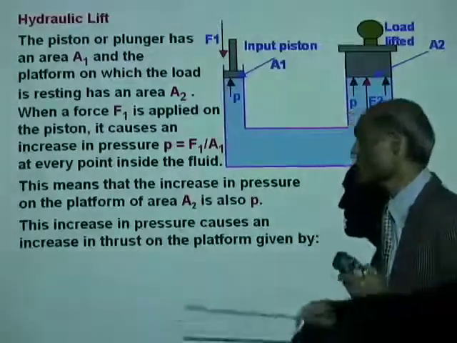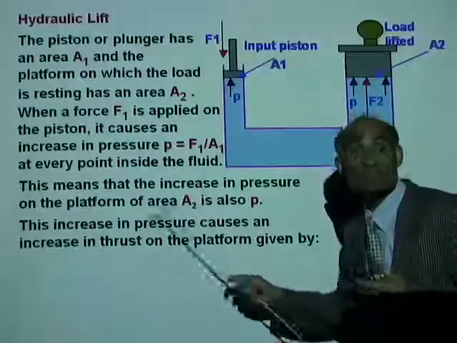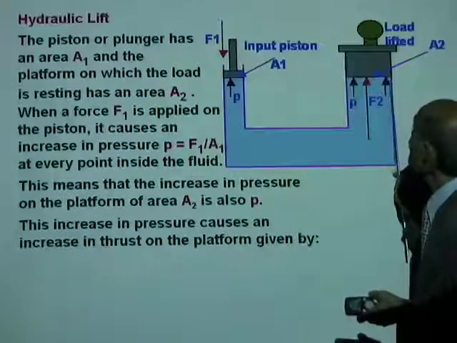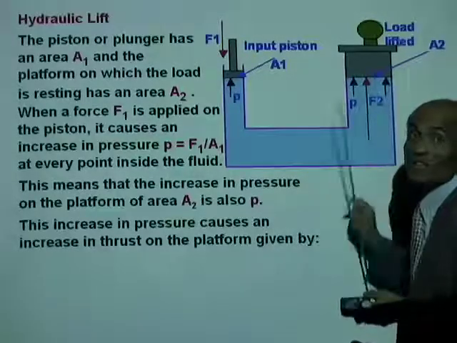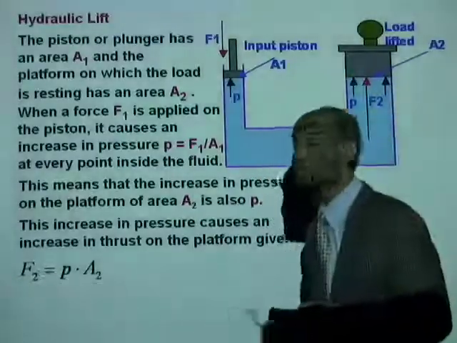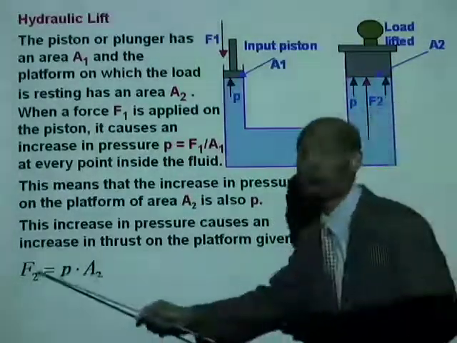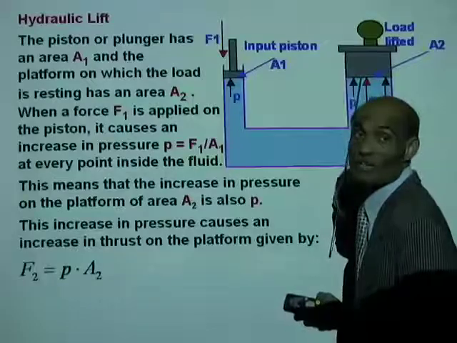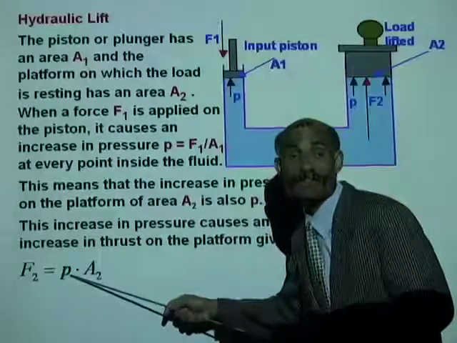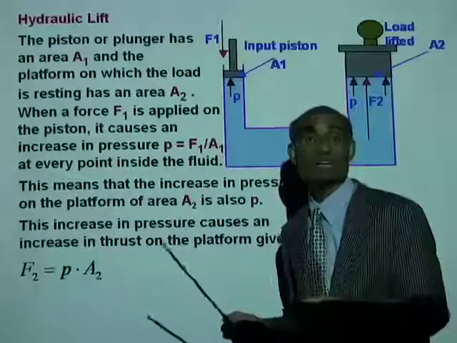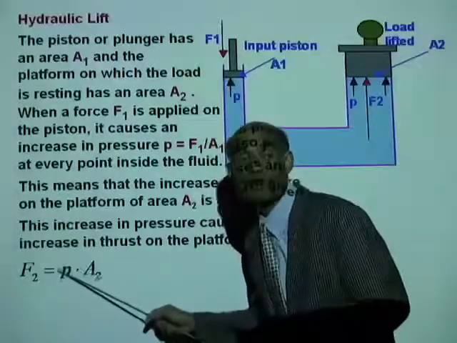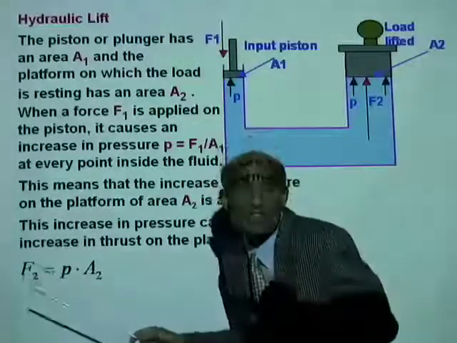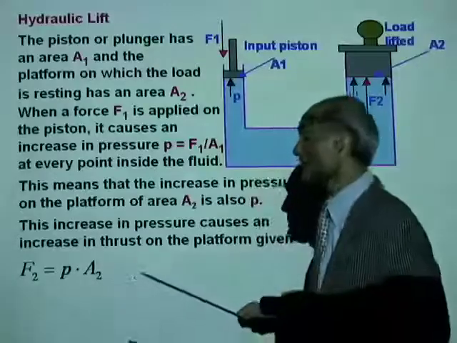This increase in pressure causes an increase in thrust on the platform. How much is the increase in thrust? It will be the pressure multiplied by this area, which is A2. So F2 is a measure of the thrust on the platform of area A2. That is the pressure on it multiplied by the area A2. This is the increase in pressure on it multiplied by the area A2. And that gives the increase in thrust on that platform.